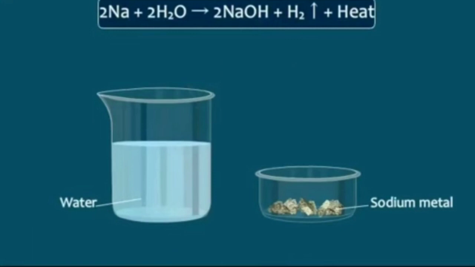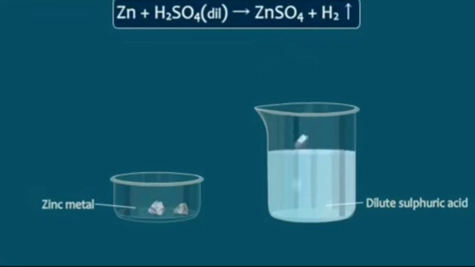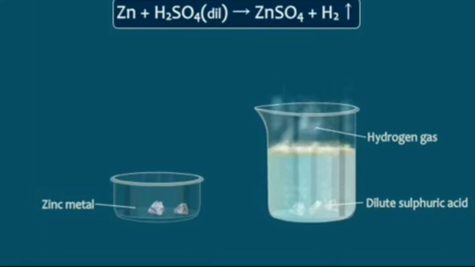When sodium metal is added to water, then it reacts vigorously, liberating hydrogen gas and forming sodium hydroxide. When zinc metal is treated with dilute sulfuric acid, hydrogen gas is evolved along with the formation of zinc sulfate. In a chemical equation, the gas evolved is indicated by an upward arrow.